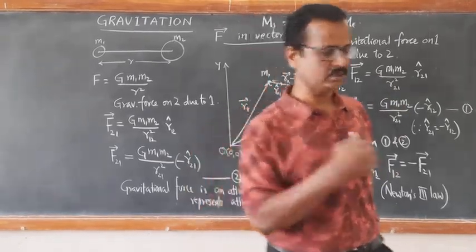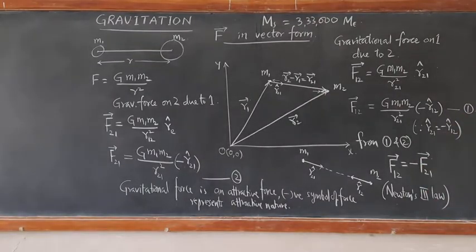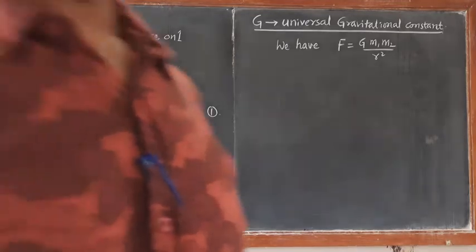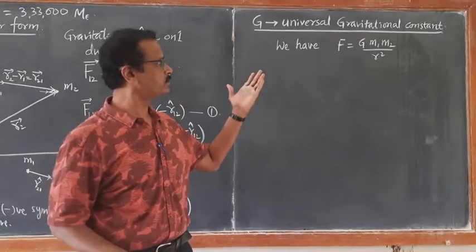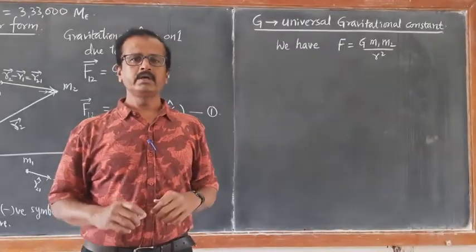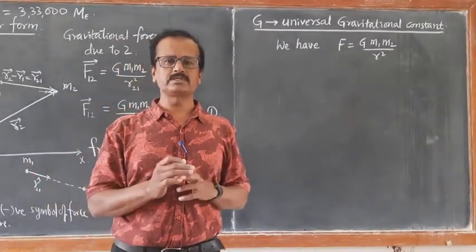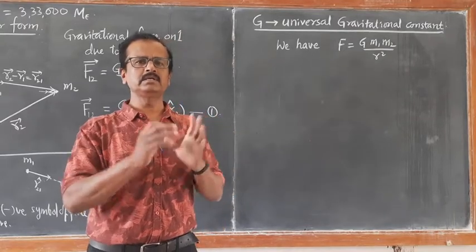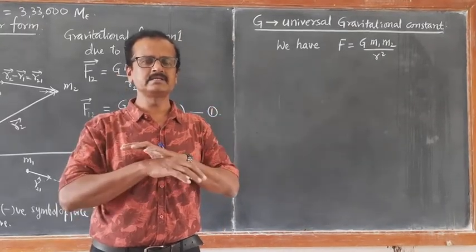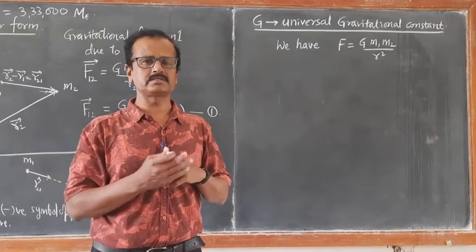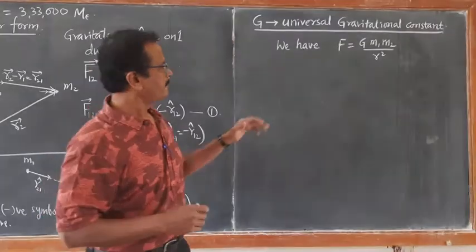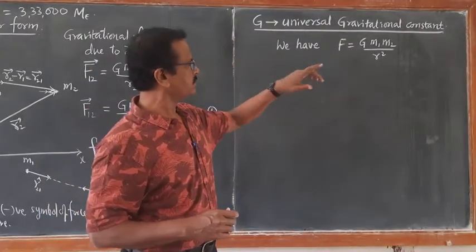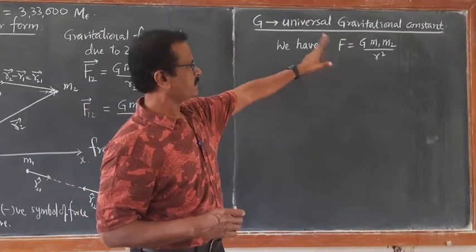Now let us discuss the value of capital G. How to define this universal gravitational constant? I told you in the previous video why it is called universal gravitational constant. If you take any two bodies in this universe, the gravitational constant is always the same. Therefore, it is the same value throughout the universe. Therefore, it is a universal constant. It doesn't change, right? That value I will write a little later. First, we will define what is gravitational constant.